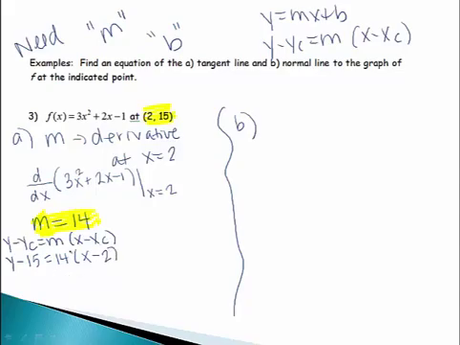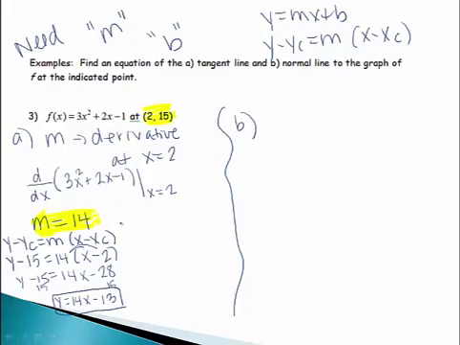Now I'm going to go through and distribute. And then I need to get y by itself, so I'm going to add 15 to both sides. And there's my equation of my tangent line.